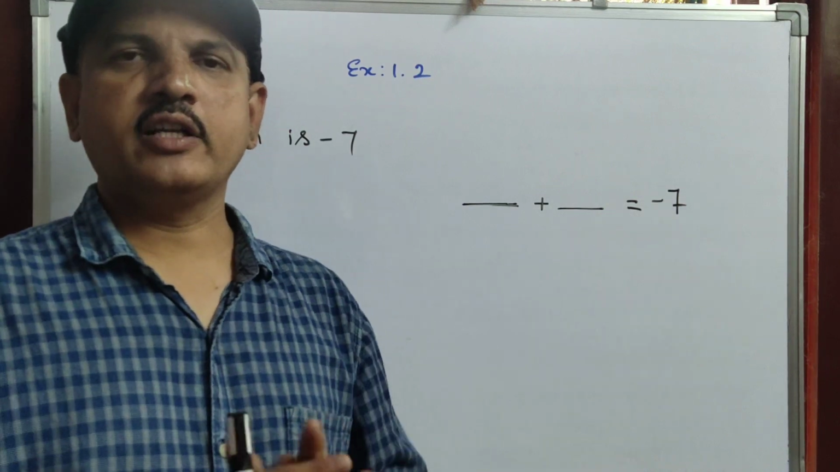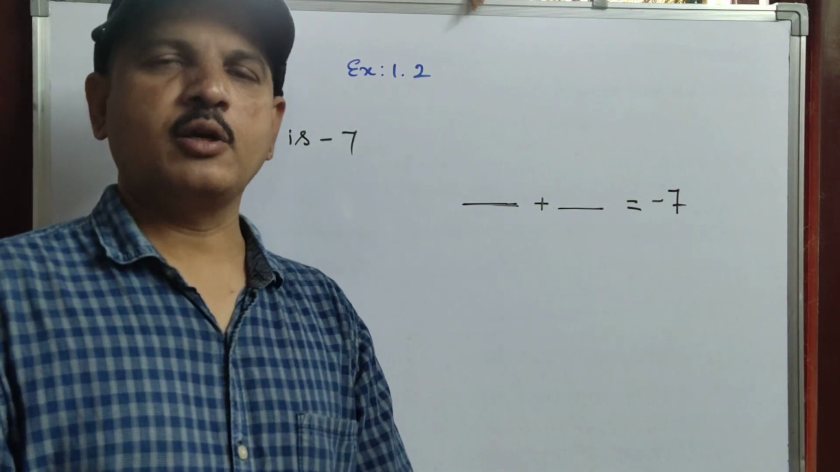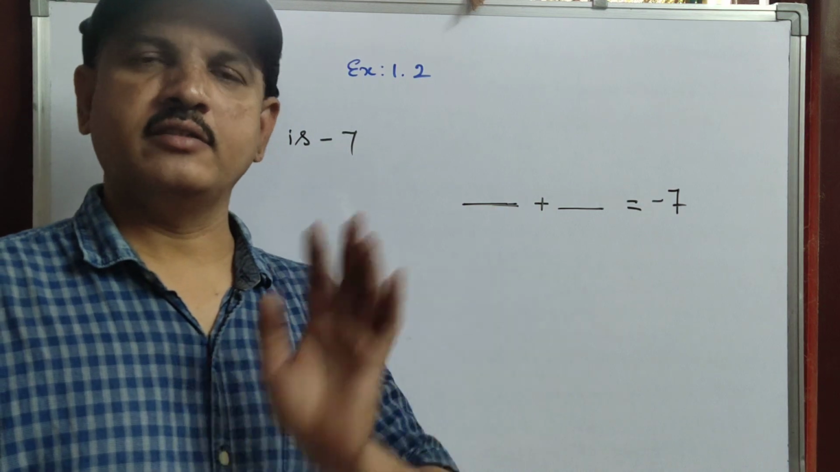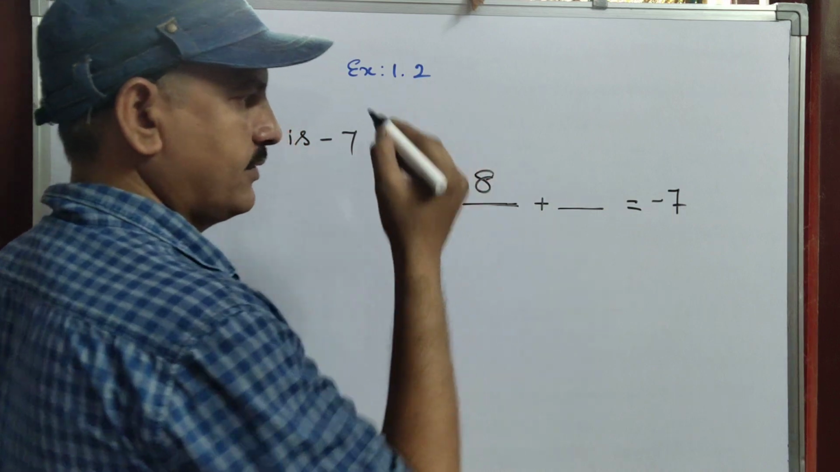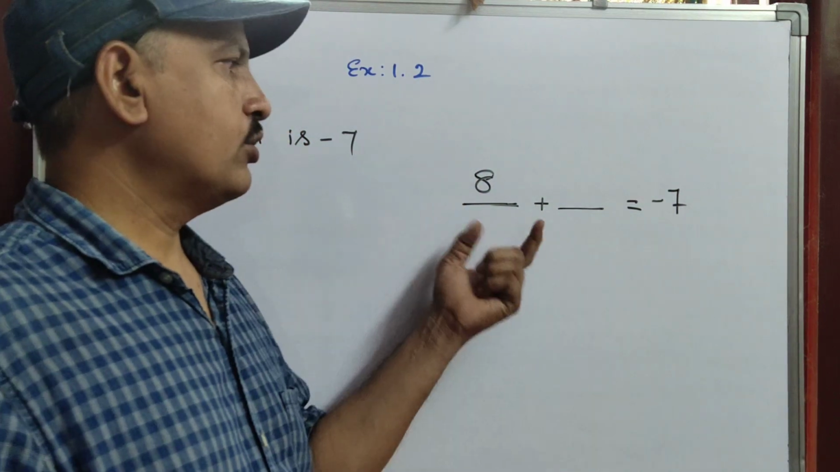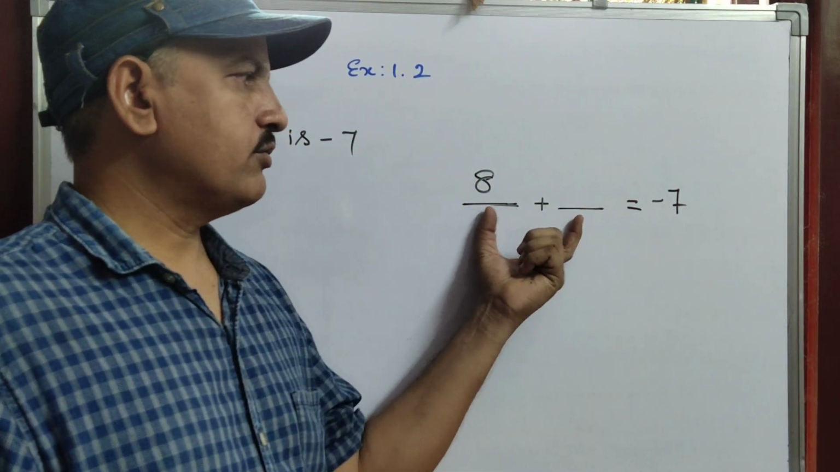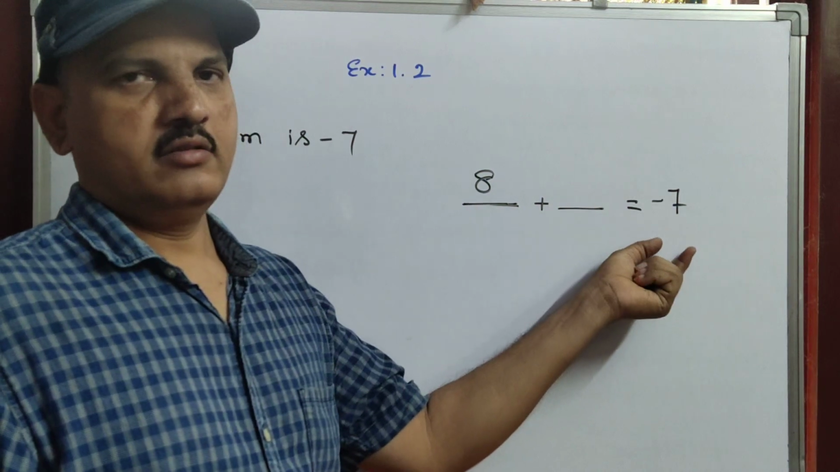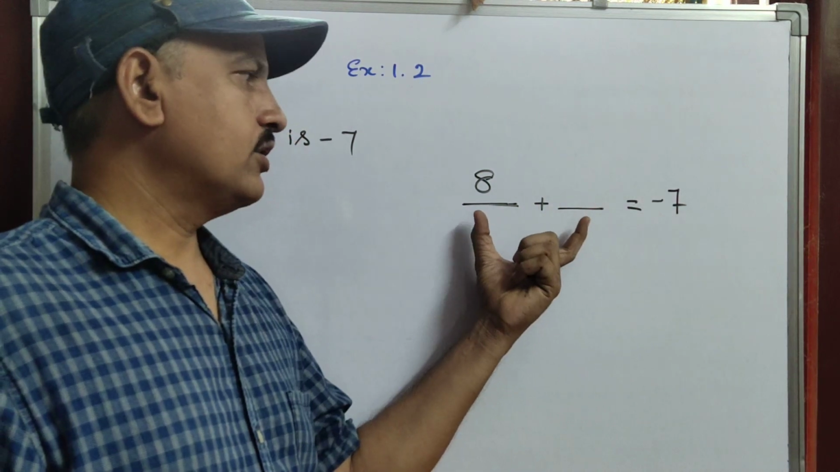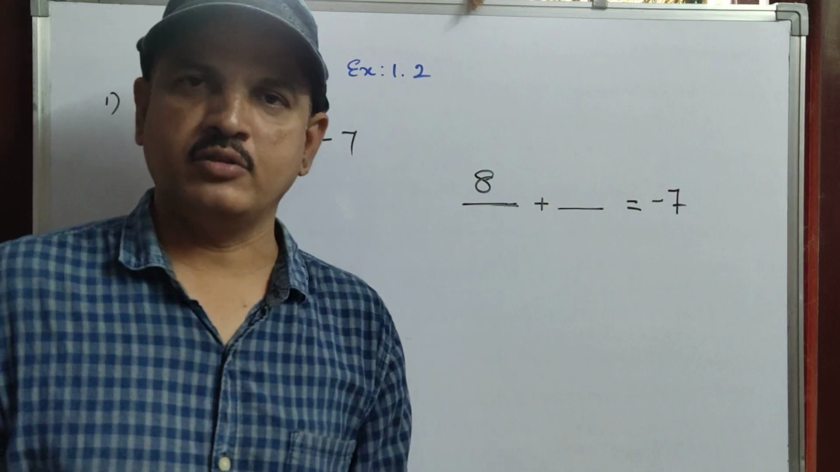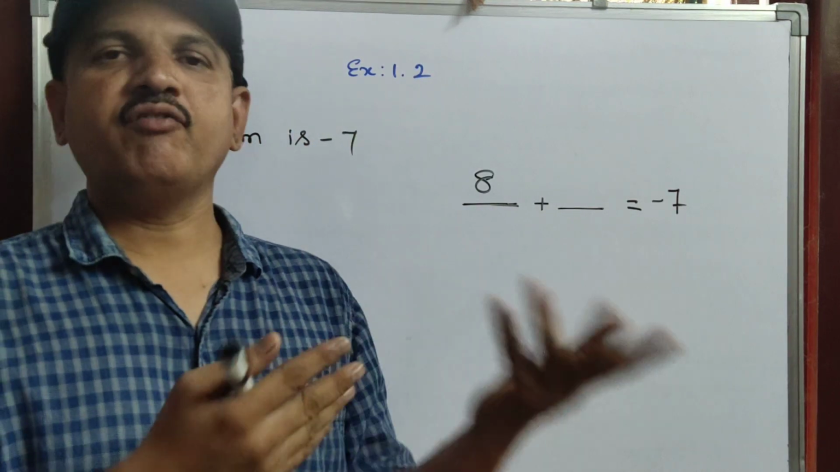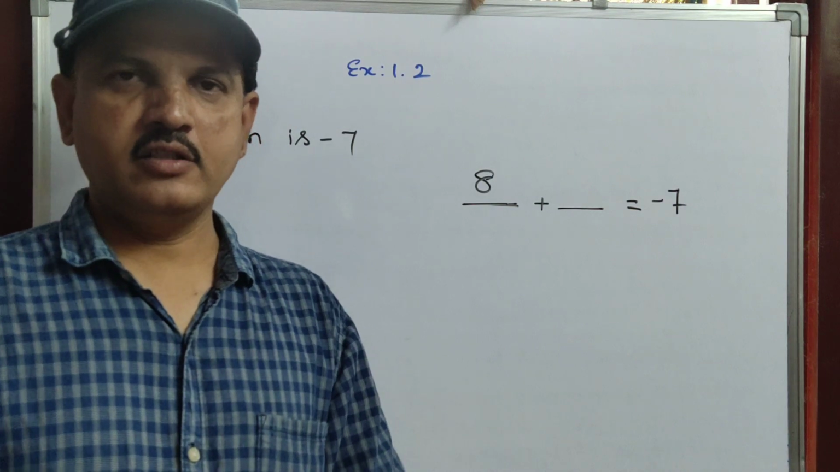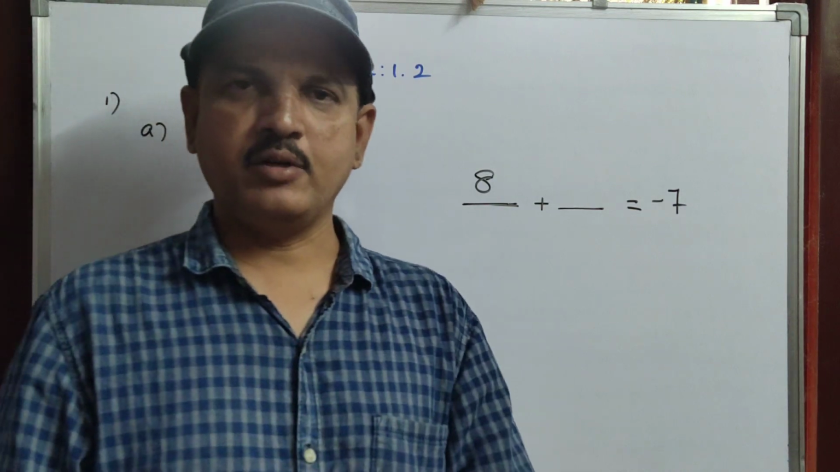Suppose I will not take big numbers, just a small number. Suppose I take 8. So here I took 8. Because without knowing at least one of the two numbers, we cannot find the sum of -7. At least one number should be known. If one is known, you can find the other easily. Is it clear?